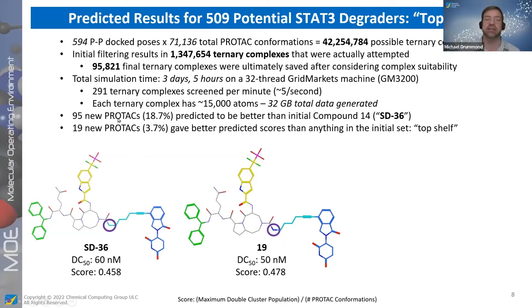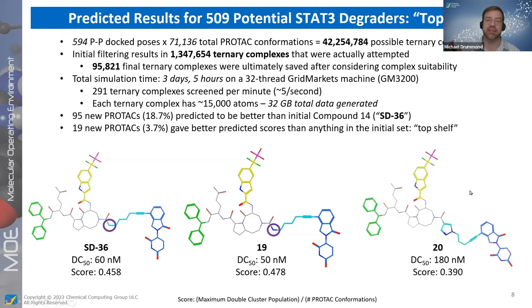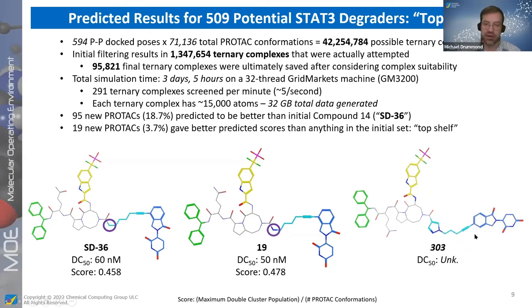So we found 95 PROTACs out of those 509 that we thought were better than their compound 14. And we found 19 PROTACs that were better than any of the ones by our method 4B score in the initial 24 member library. So I'm going to call those our top shelf predictions. And so one of those, the best of the best, is actually very much like one of the initial compounds, compound 20, which has a pyrazole in the linker connected to this position on the Cereblon binder. All you have to do is take that same pyrazole containing linker, move it over a position, that's a new PROTAC, which we call 303, and it has a much better score than either of these best experimental compounds. And so that's a pretty nice illustration of the fact that you really do have to consider not just the linker in isolation, not just the Cereblon binder in isolation, but the two of them together can have a pretty synergistic effect here.